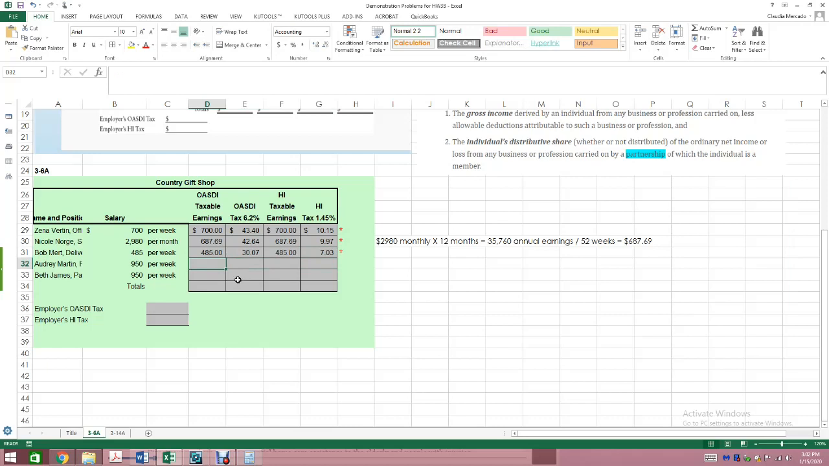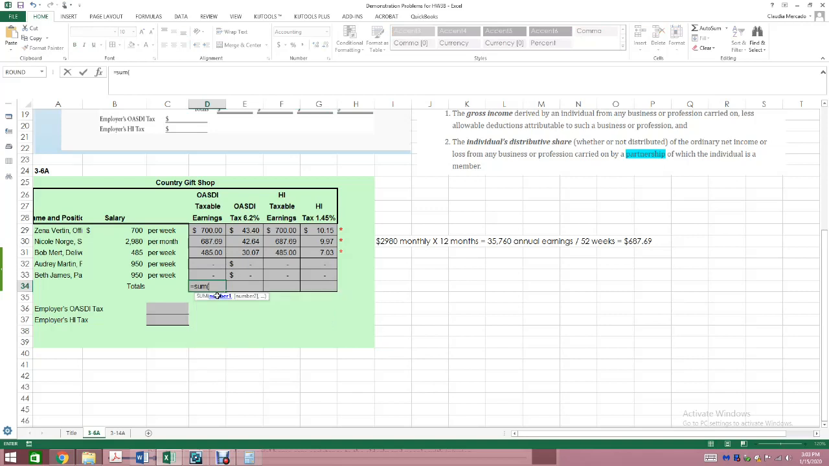Now for these, all of my amounts are going to be zero. Why are they going to be zero? Because these are my partners. For partners, we are not responsible to withhold any taxes. Why? Because they're considered self-employed. Once we have that, we're going to get our totals down.